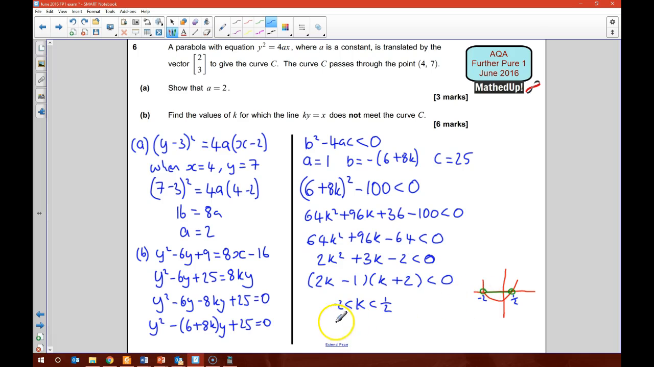Okay, so that is going to be the values of k for which the line ky equals x does not meet the curve C. Okay, I hope that made sense.